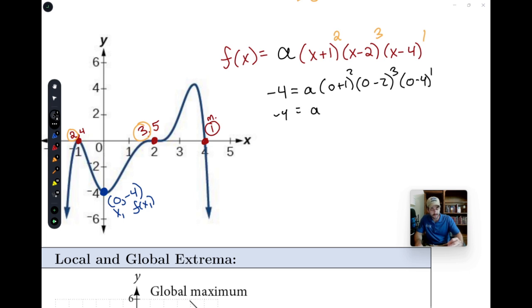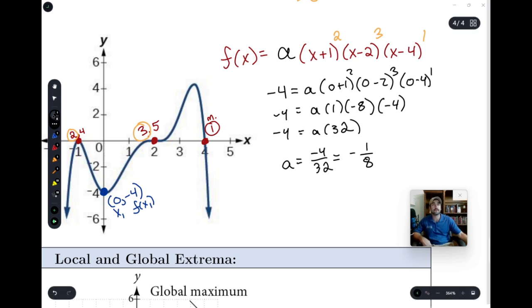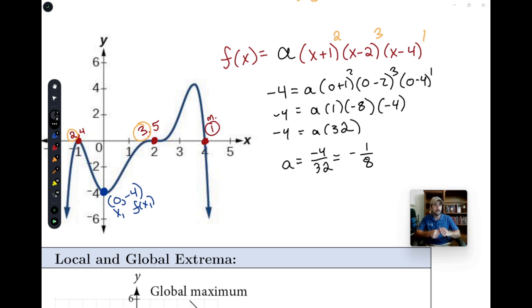1 squared is 1. -2 cubed is -8. -4 to the first power is -4. So we've got -4 equals a times, remember carefully through negative signs, 32. Which means if we divide that, we'll get a equals -4 over 32, which is -1 over 8 if we divide by 4 on both sides. So we've got ourselves an a value of 1 over 8, and we can complete our function. Double check on that. Make sure we're good to go.